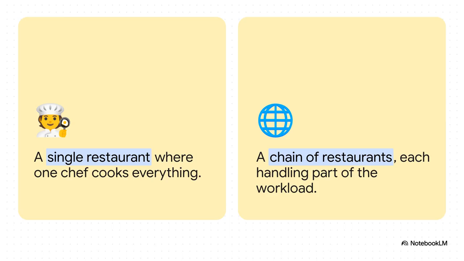Now, the distributed system, on the other hand, is like a global fast food chain. You've got thousands of individual restaurants, each one handling orders for its local area, but they all work together under one big brand to serve a massive, massive number of customers.